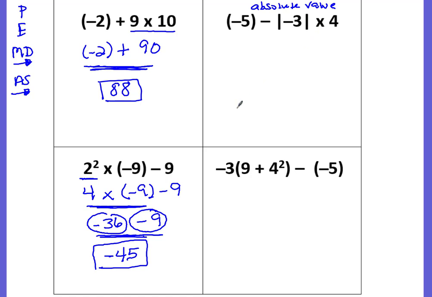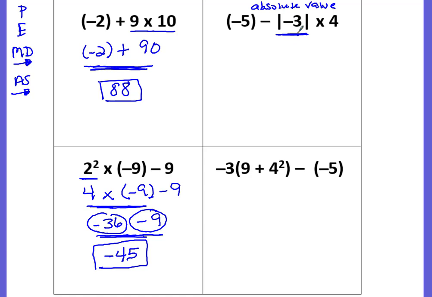We talked about this when we talked about the different symbols, grouping symbols, and we said absolute value is one of them. So this would be considered a P, a parentheses. It's a grouping symbol, so we need to solve it first. What is the absolute value of -3?